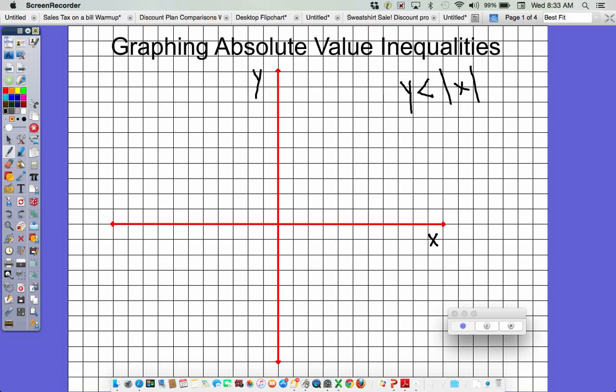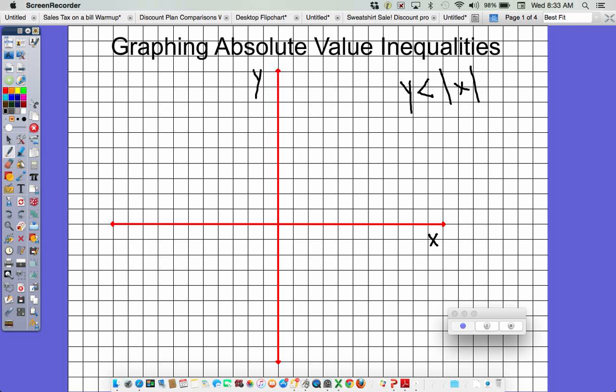You're still going to graph the y equals absolute value function, and then use a dotted line if it's less than or greater than, and a solid line if it's greater than or equal to, or less than or equal to, and then test a point to try to decide where the shading should go.